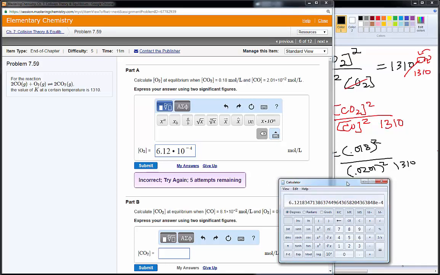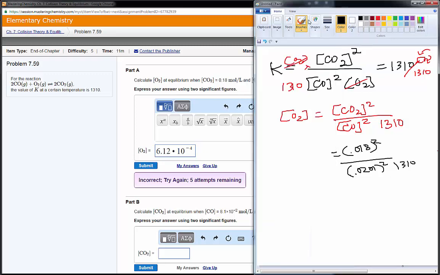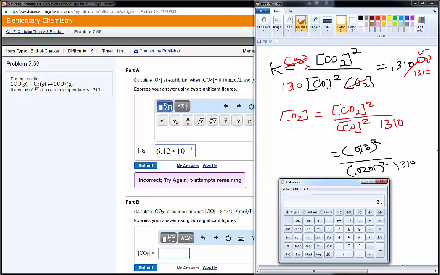Did I square the other? Let's try this. Oh, I'm sorry. 0.18. I'm off by a factor of 10 here. Look at that. Terrible. The decimal point goes right here. That's what I get for transcribing that top number incorrectly.